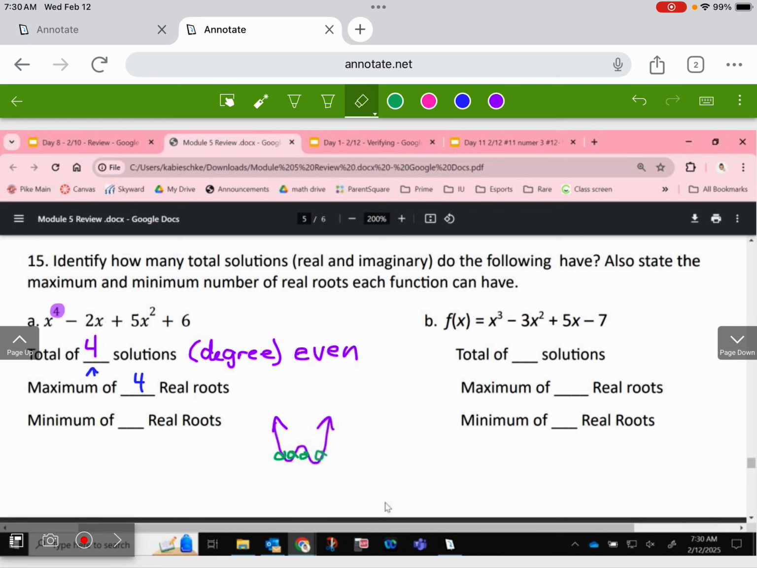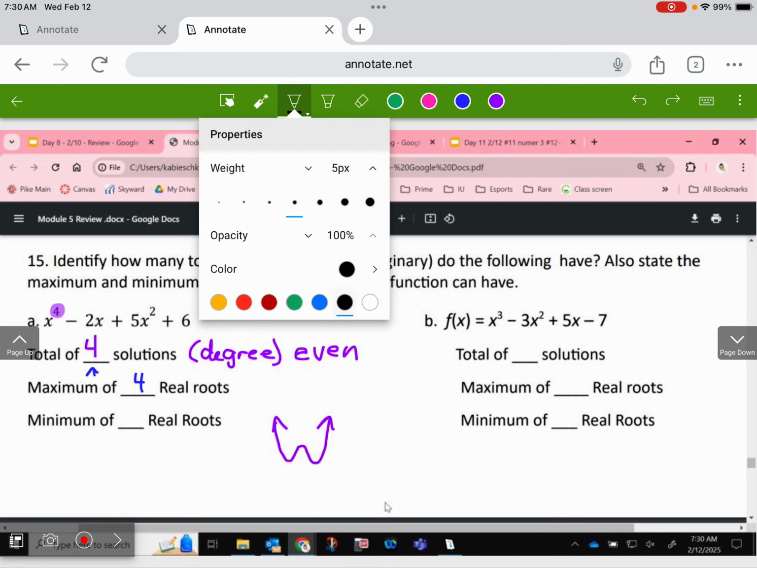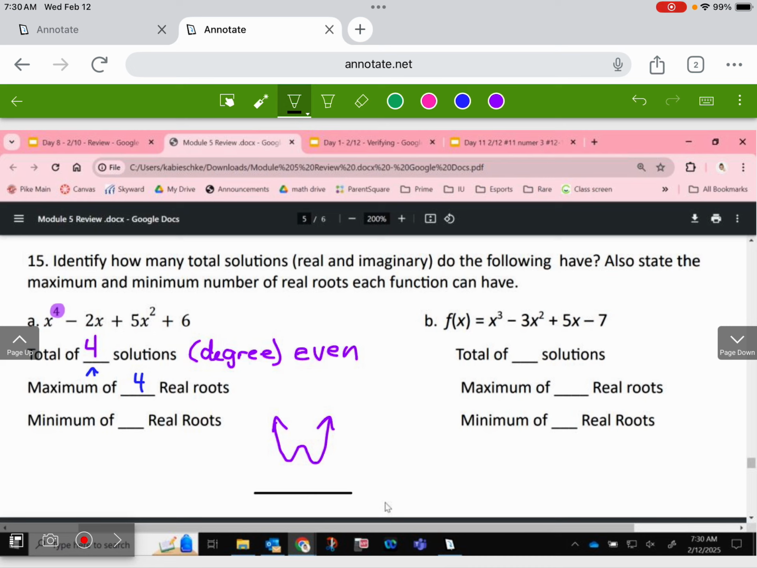How many does it have to have at minimum? What if my axis was down here? Does it have to cross at all? No. Even degree functions do not have to cross our axis at all. They might have no real roots. So if it's even, it doesn't have to have a solution. It can have no solution.